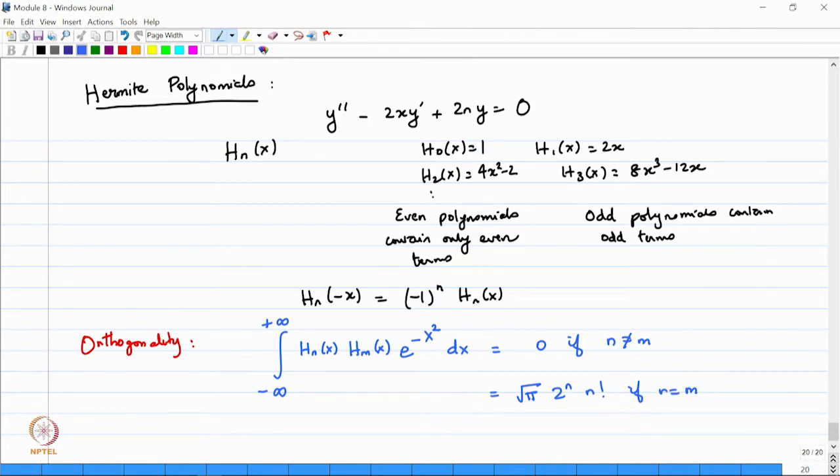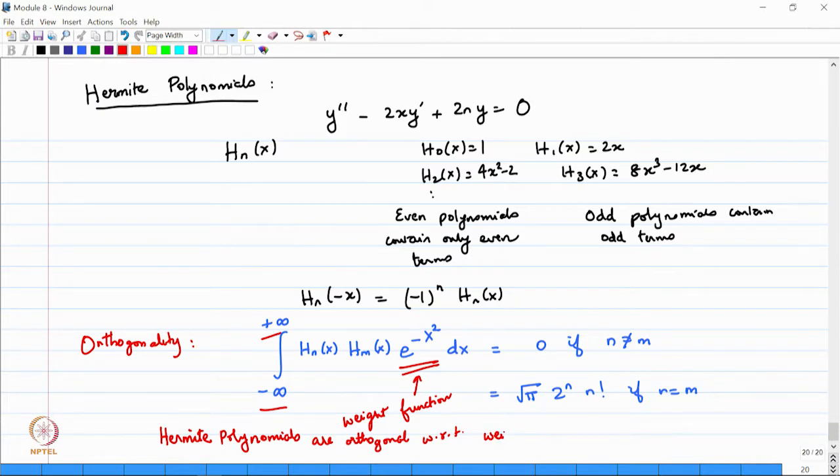Okay. So, now in this case you notice that the limits go from minus infinity to infinity, and there is this function here. This is referred to as a weight function. So, we say that Hermite polynomials are orthogonal with respect to this weight function. So, Hermite polynomials are orthogonal with respect to weight function e to the minus x square. Okay. So, this is another kind of orthogonality that is there.